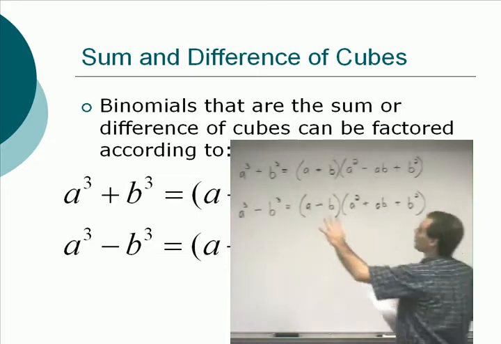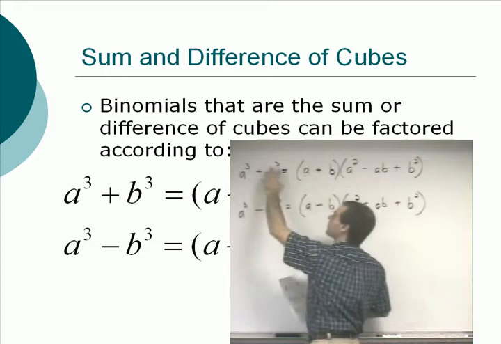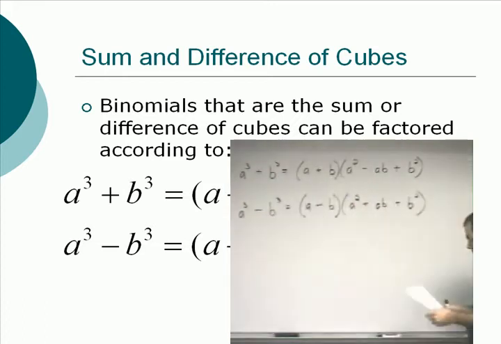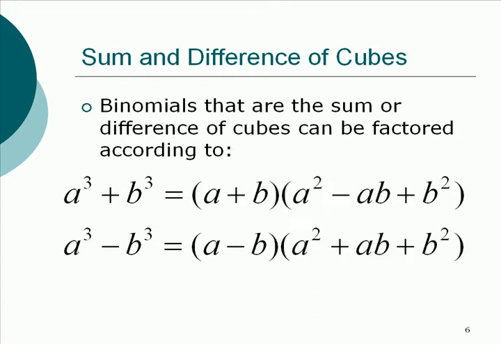So once we decide what's in the slot of a and the slot of b, then we can fill it into our structure and we'll have it factored. We'll do a couple of examples of that now. We'll start out with a small one and we'll progress from there.